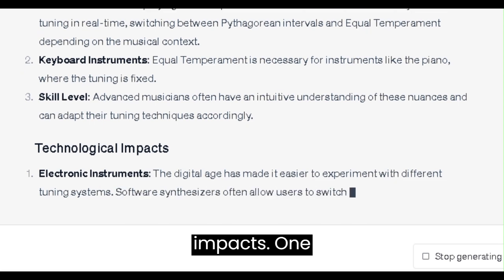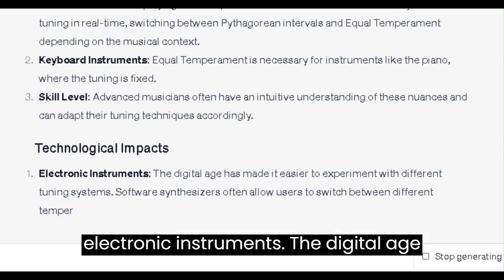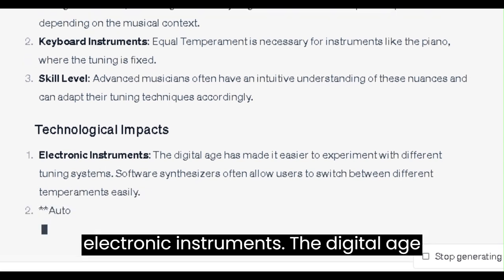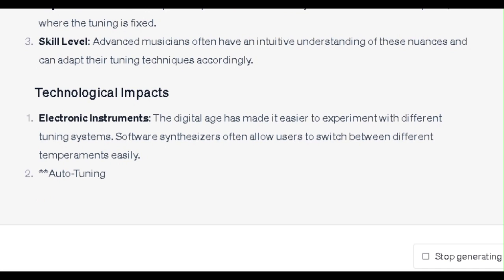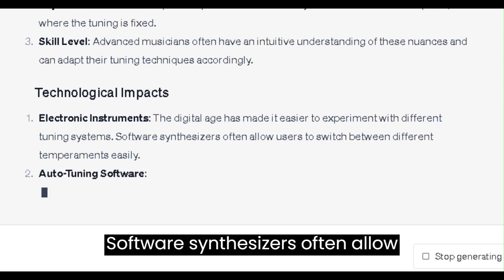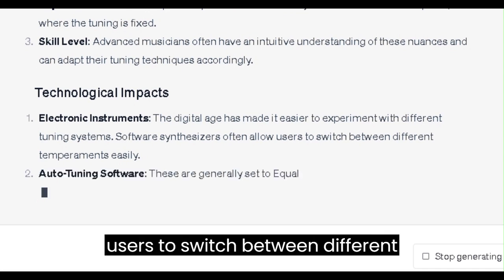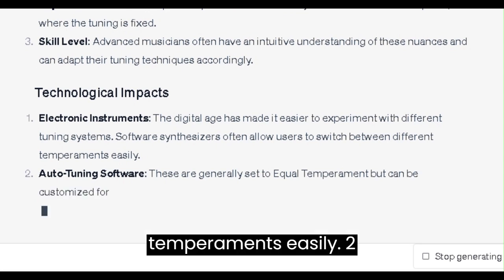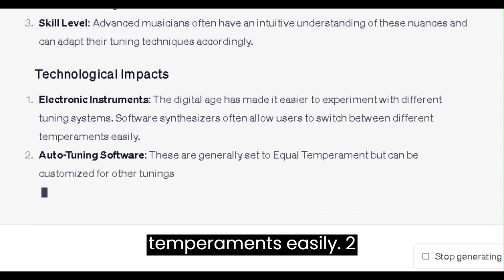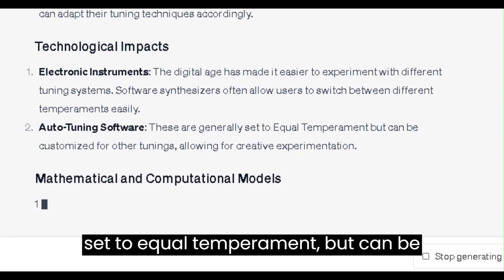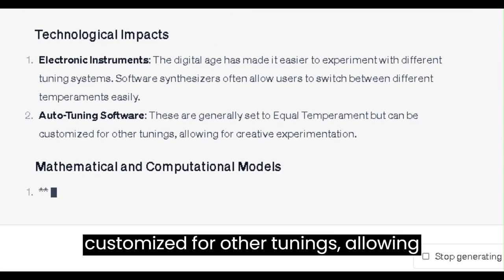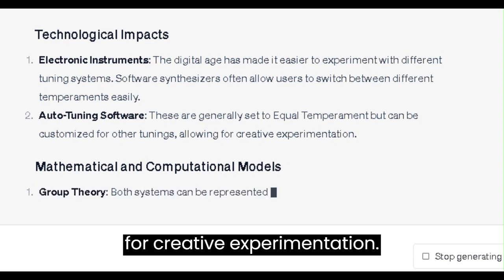Technological impacts. 1. Electronic instruments. The digital age has made it easier to experiment with different tuning systems. Software synthesizers often allow users to switch between different temperaments easily. 2. Auto-tuning software. These are generally set to equal temperament but can be customized for other tunings, allowing for creative experimentation.